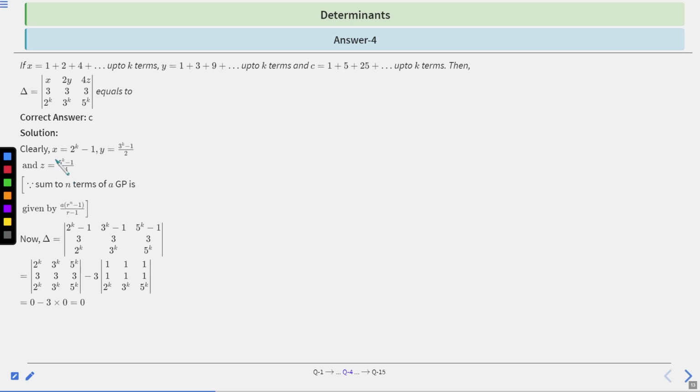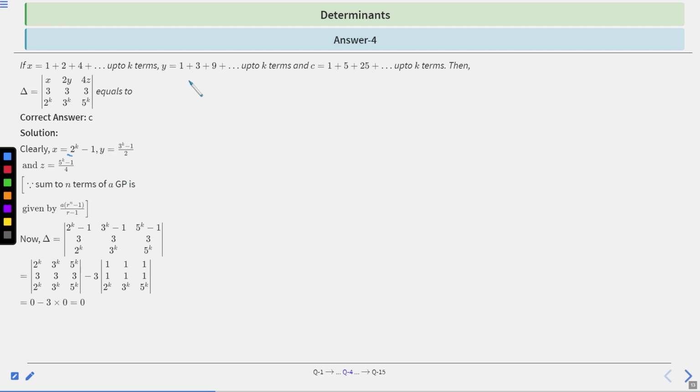See clearly, you can calculate x. It is up to k terms, which is 2 to the power k minus 1, right? It is in GP, up to k terms: 2 to the power k minus 1 upon 2 minus 1, right? Which is equal to 2 to the power k minus 1.